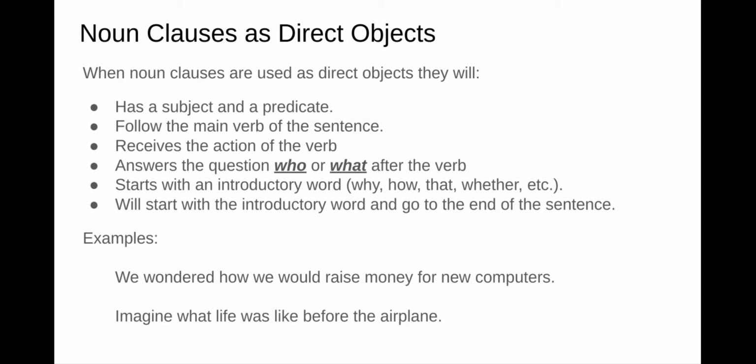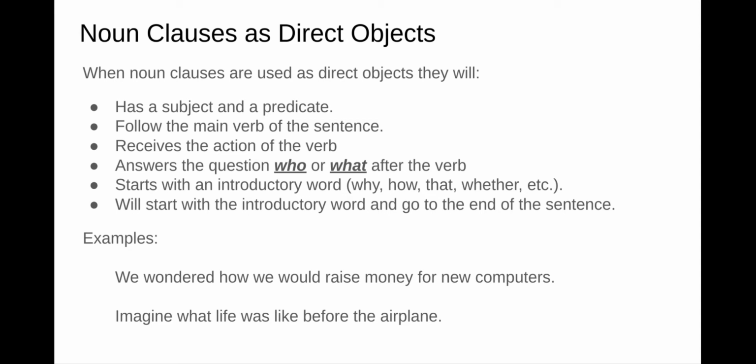A direct object is going to receive the action of the verb. It's going to answer the question who or what. So these are going to be relatively easy for you to find. All right, so if it's a noun clause that's being used as a direct object, it's still going to have that subject, it's still going to have a predicate. And in this case, because it's a direct object, it's going to follow the main verb of the sentence. So if you can find that main verb, they're going to be very easy to find. It's going to receive the action of that verb that it follows. It's going to answer that question, who or what, right after that verb.